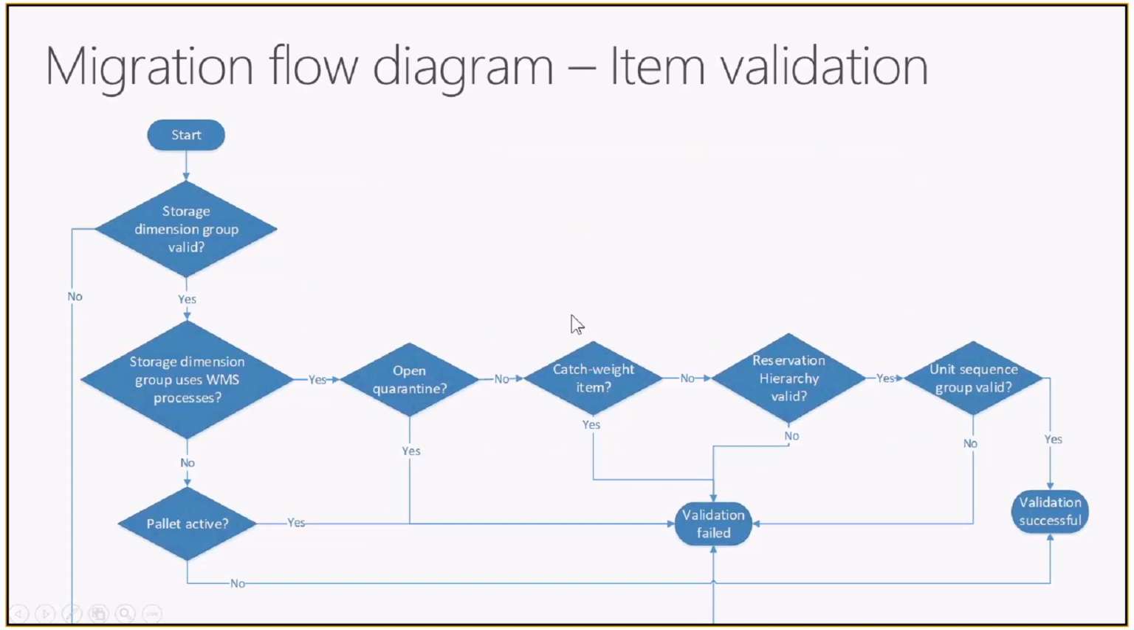Technically, the validation needed is that if you want to warehouse management enable it, your items with the license plate and inventory status value, well, we do not want you to have catch weight processing. You would need to define a reservation hierarchy which is valid in the sense that you don't, for instance, have a reservation hierarchy having a batch number as part of your reservation hierarchy where the tracking dimension of the product is not batch number enabled, as an example.